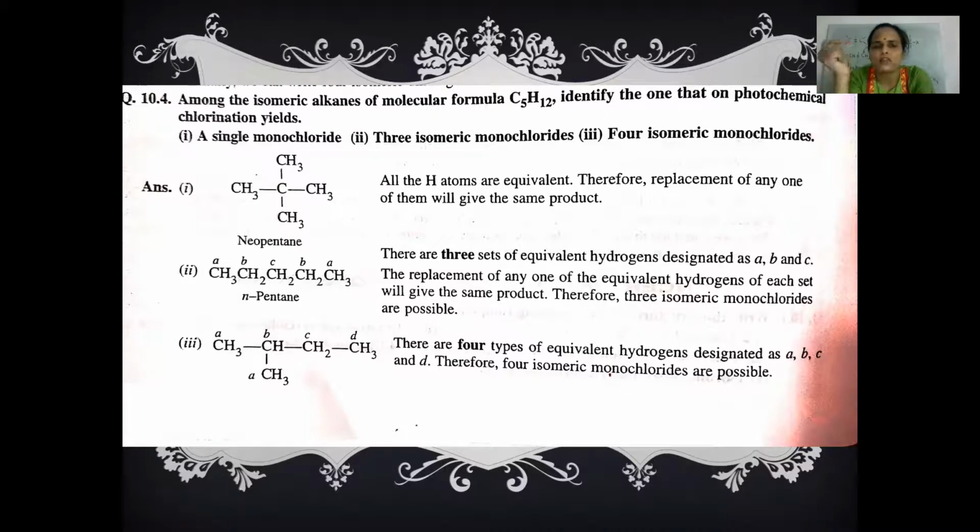So the question, which I explained by the free radical halogenation reaction, is that whatever the number of replaceable hydrogen atoms present, that many monochlorides will be formed in the reaction. So the first question is, identify the one that on photochemical chlorination yields a single monochloride. Now see on the board.